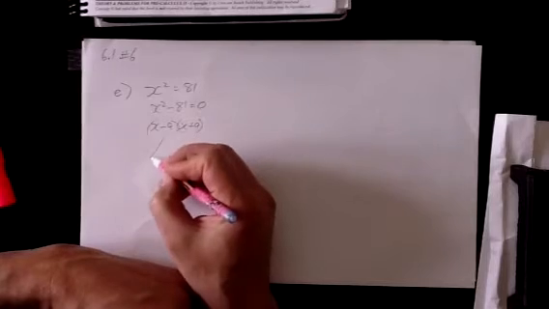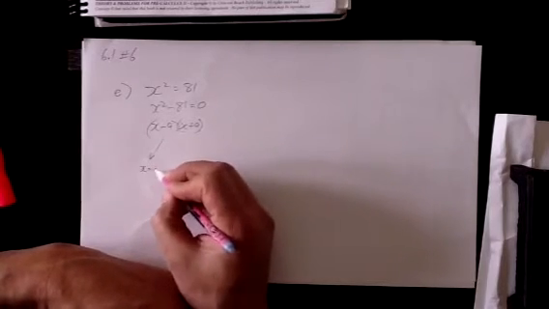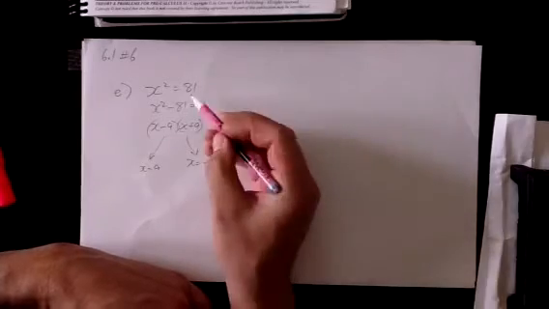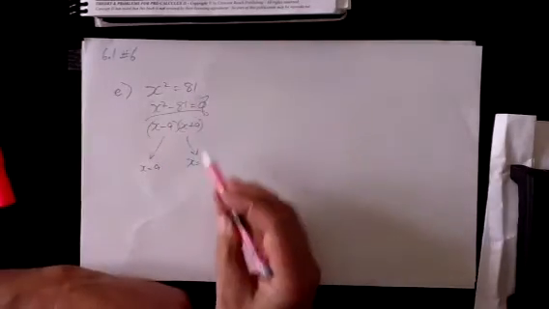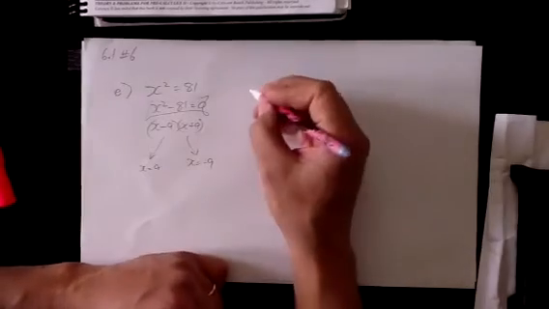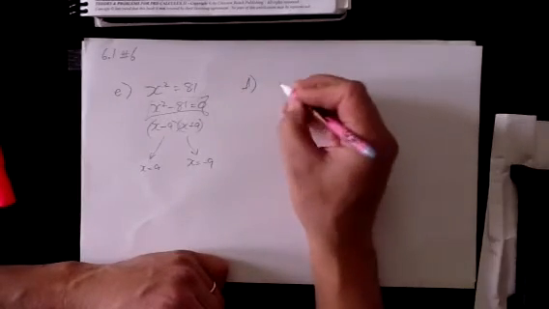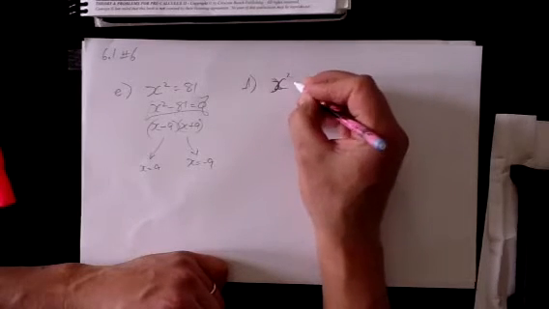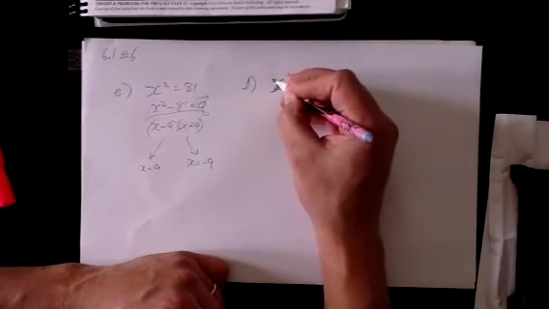And our two solutions are really easy. So x equals 9 and x equals minus 9. This was the key here. Just make sure that you can move everything to one side so that the zero is on the other side. F. F said z, well, I'm going to use x. X squared equals x.